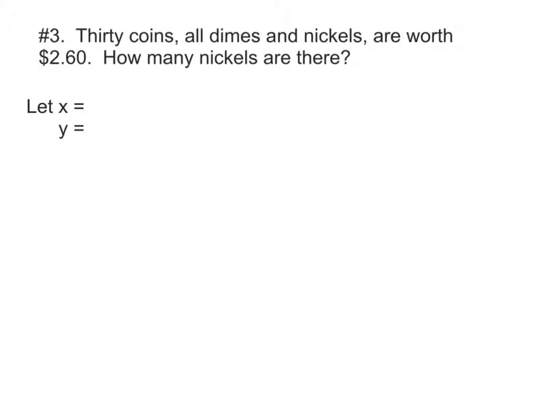Example 3, we have 30 coins, all dimes and nickels, worth $2.60. We want to find out how many nickels there are. So we are going to start by defining our variables. I'm going to say that my x is going to be my dimes, and that my y is going to be my nickels.